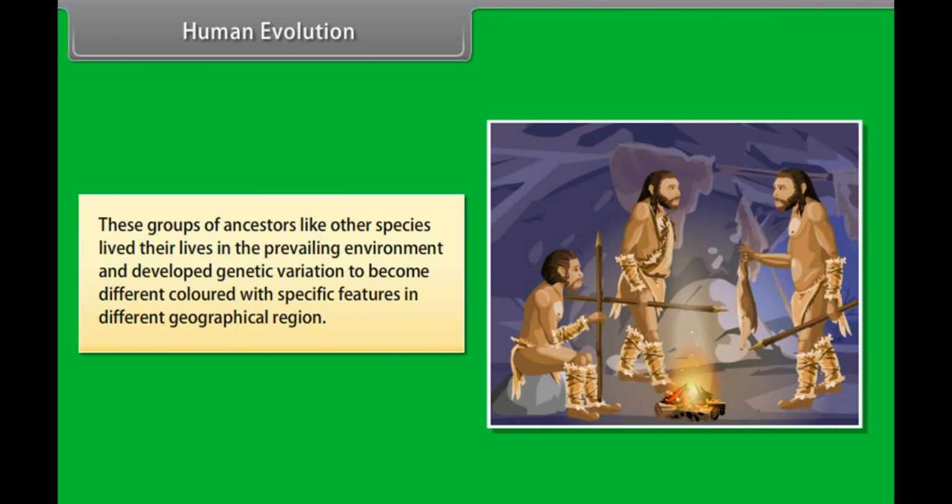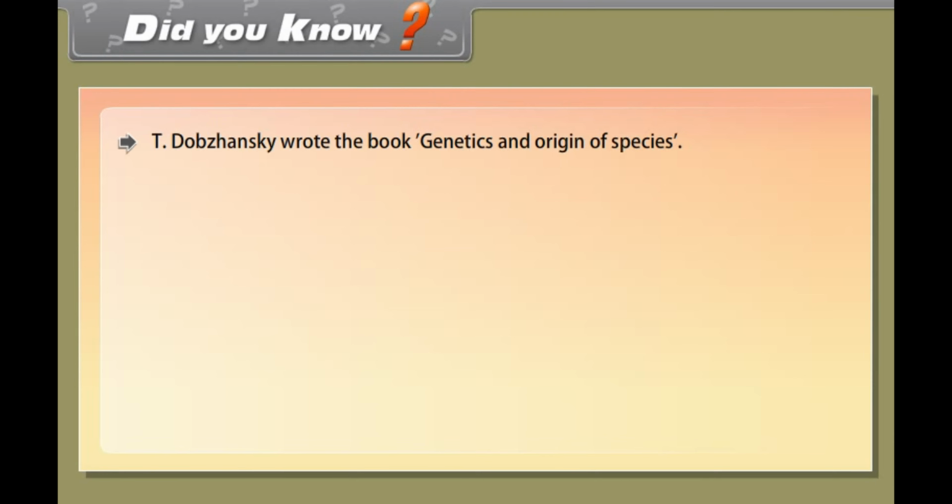These groups of ancestors, like other species, lived their lives in the prevailing environment and developed genetic variation to become differently colored, with specific features in different geographical regions. Did you know T. Dobzhansky wrote the book Genetics and Origin of Species?